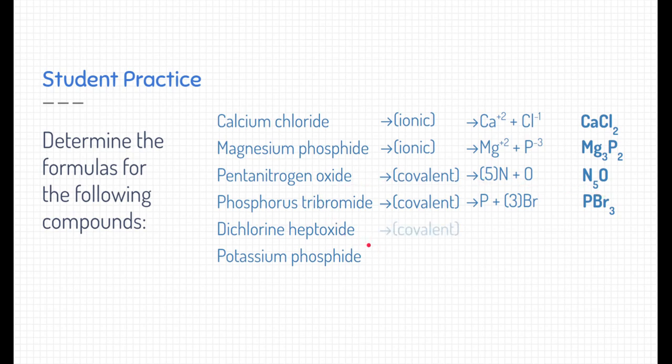Dichlorine heptoxide, that's also covalent. Di means two, so two chlorines, and hept is the prefix for seven, so there's seven oxygens, Cl2O7.